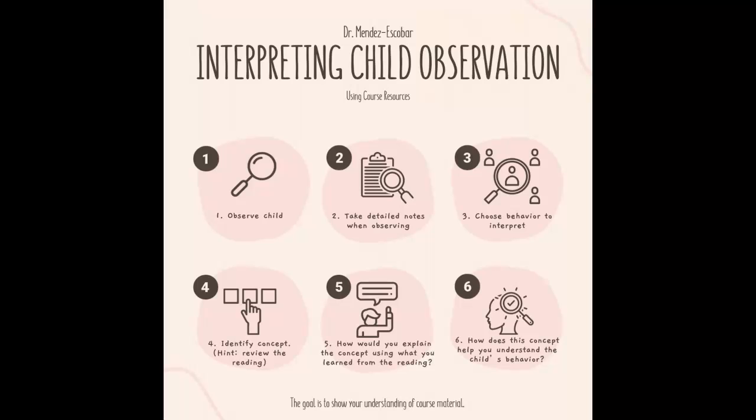Then you can move to the last step, which is step 6, which is how does this concept help you understand the child's behavior? This is where you are going to connect step 3, the behavior that you chose to interpret, with step 5, your explanation of a concept. Use this concept to help you explain what you observed.